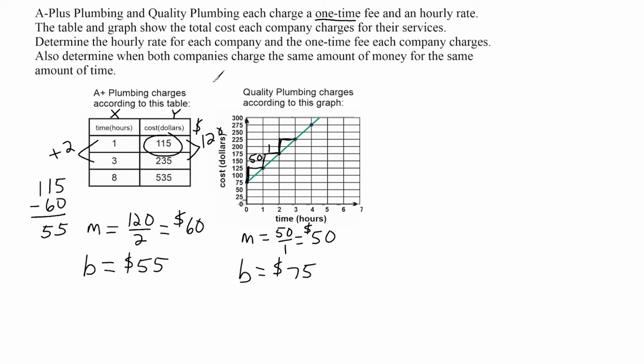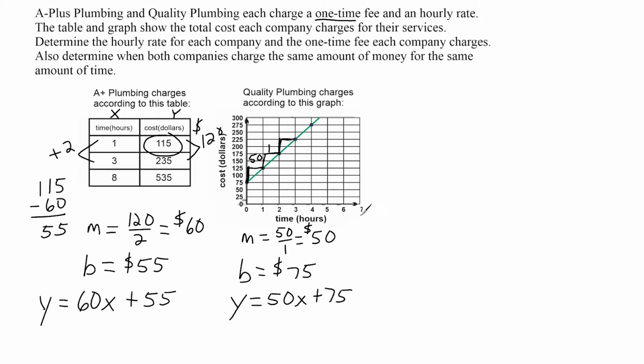Now, the problem didn't ask us specifically to create an equation to represent these two situations, but let's just go ahead and do that anyway. So we always start with the output, which is y is equal to, and then we put our slope, which for A+ is $60 per hour, and we would multiply that by x, which is the number of hours, plus that one-time fee of $55. And for Quality Plumbing, we would say the total cost, or y, is equal to $50 multiplied by the number of hours plus a $75 one-time fee.